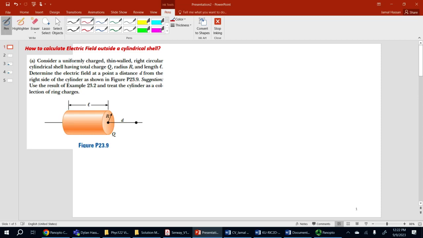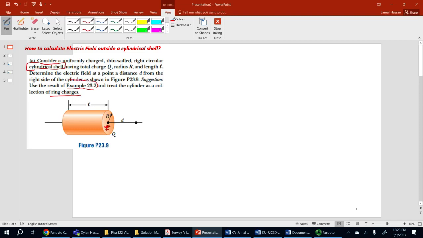And there is a suggestion to help us: use the result of example 23.2 and treat the cylinder as a collection of ring charges. So the first thing is, the question is about a cylindrical shell. This figure is not a good representation of a cylindrical shell because it's shown as a solid cylinder. So please remember that this should not be solid. It's just a hollow cylinder, okay? Charged with a total charge of Q, has a radius R, and length L.